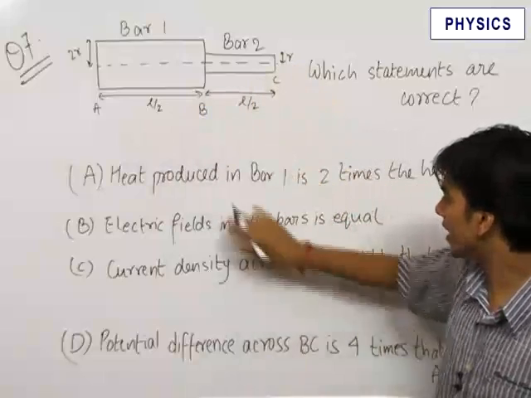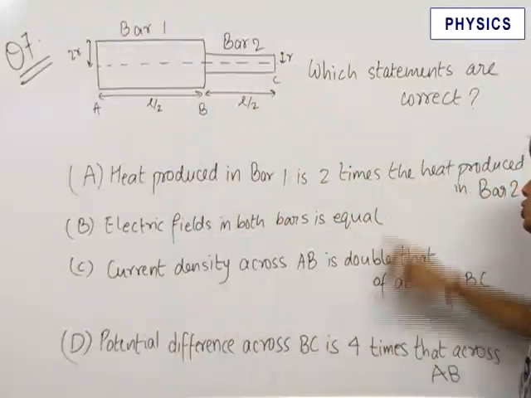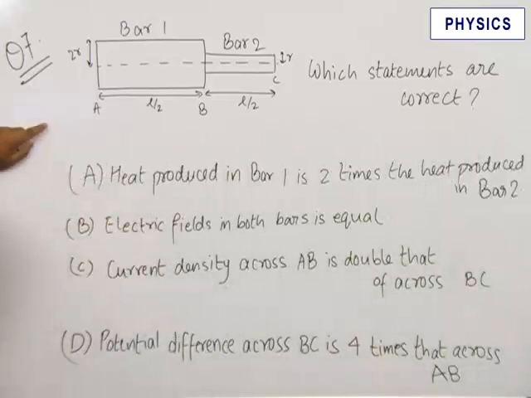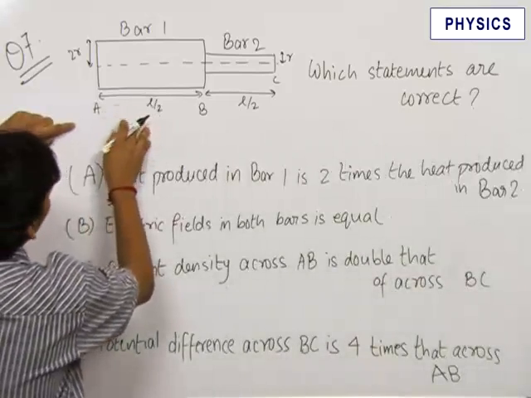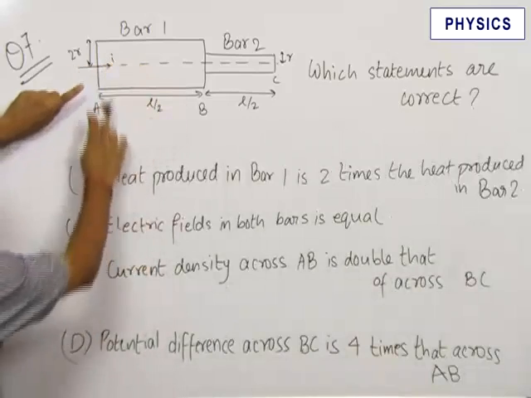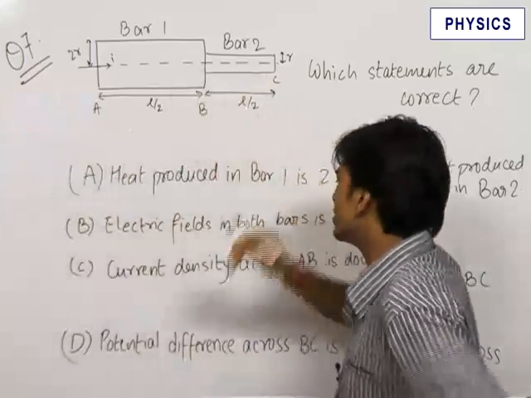The first part is, let us see if option A is correct or not. Heat produced in bar 1 is 2 times the heat produced in bar 2. So let us find out the heat produced in the two bars. The first thing we know, it is also given that there is a current I flowing through it. Now the current I will be the same throughout the two bars because the current does not change.